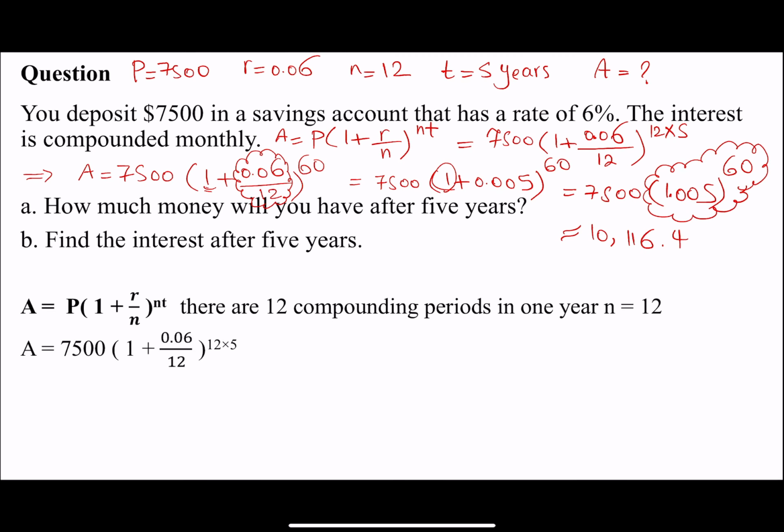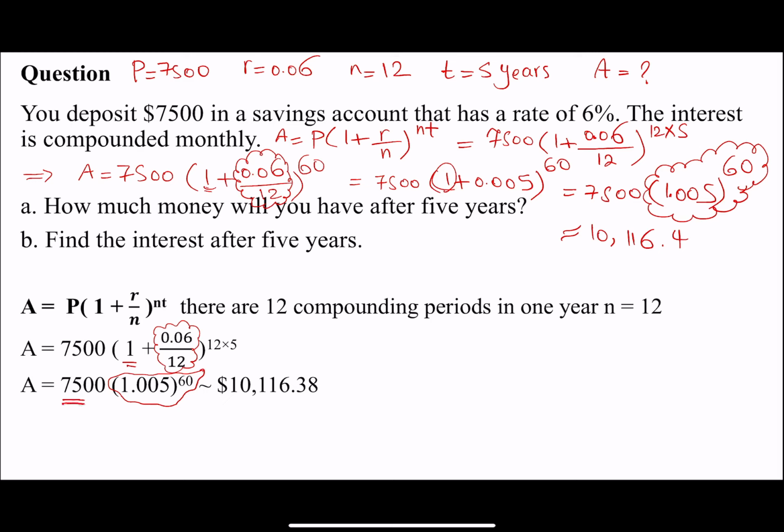I just plug in the values. First, you have to find this ratio, add it to 1, then raise it to the power of 60. First calculate the power, then multiply that result by 7500. So we get something around $10,116. Here's the future value.